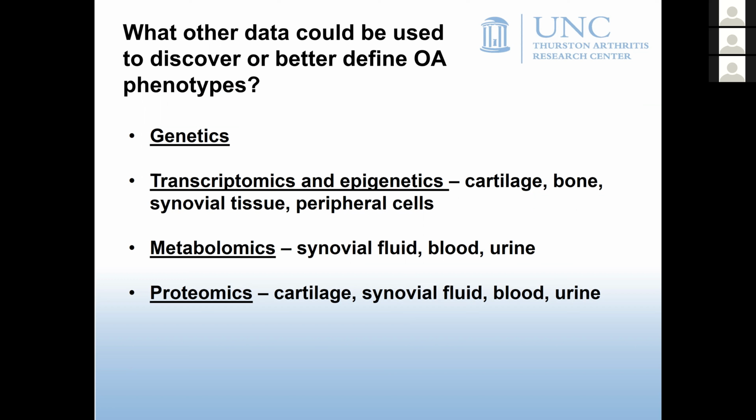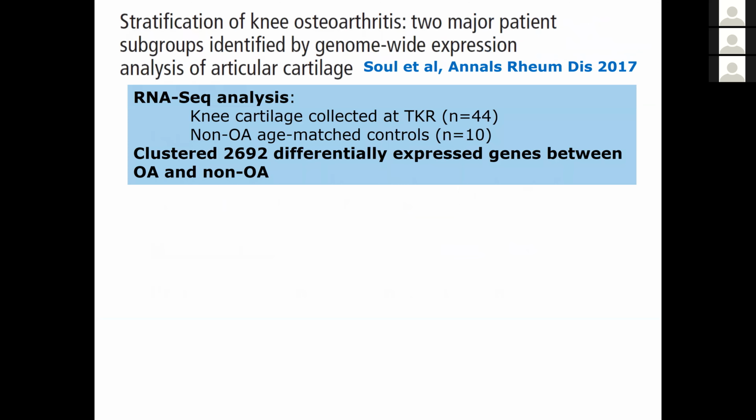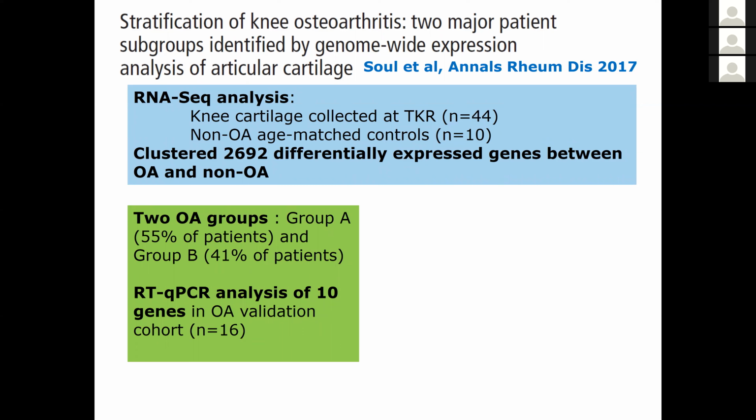And just a couple of examples of this. This is a study that was done using cartilage from OA and non-OA controls and using something called RNA sequencing, which is a way to look at the genes that are being expressed. And they found differentially expressed genes between the OA and the non-OA tissue. And then they applied this to the OA group, and they divided the OA group into 2 types. So there seemed to be 2 subtypes in this particular study based on gene expression, and then they validated it.